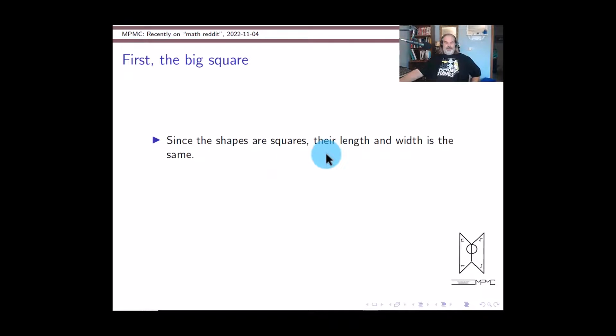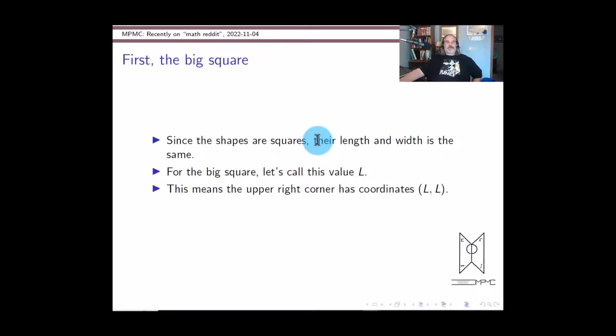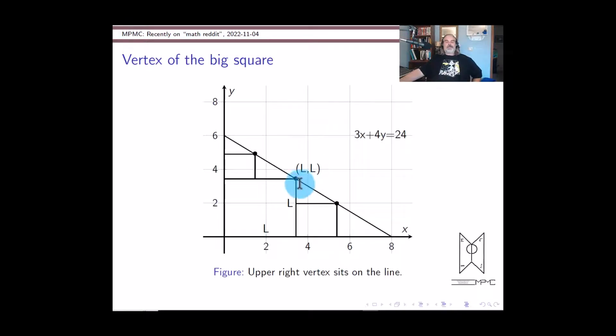So here's the big secret. Since the shapes involved are squares, their length and width are going to be the same. In particular, if we call that length and width common value L, let's not stretch ourselves here, the upper right corner of that square is going to have coordinates L and L. And that corner sits on the line as prescribed. So here's that figure again.